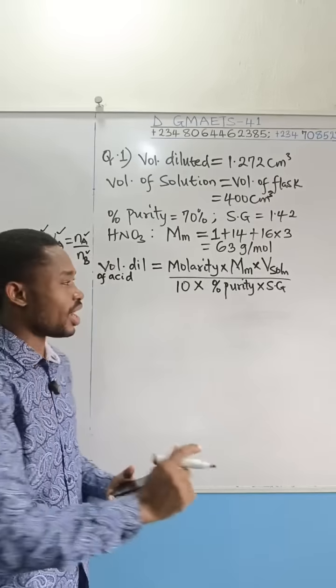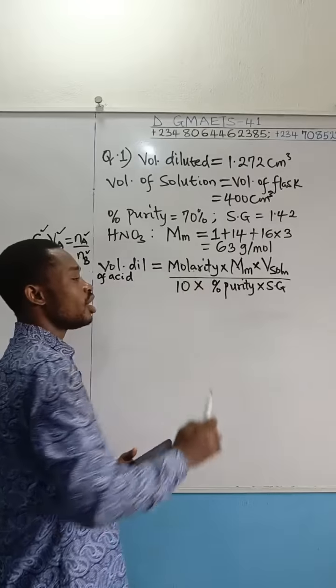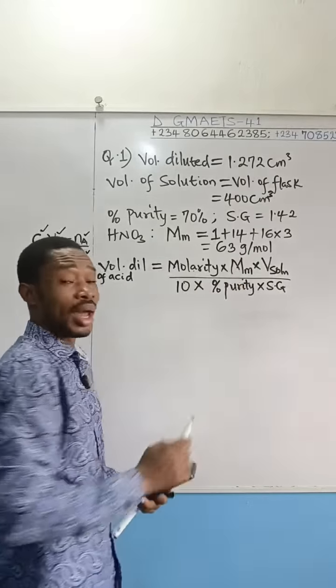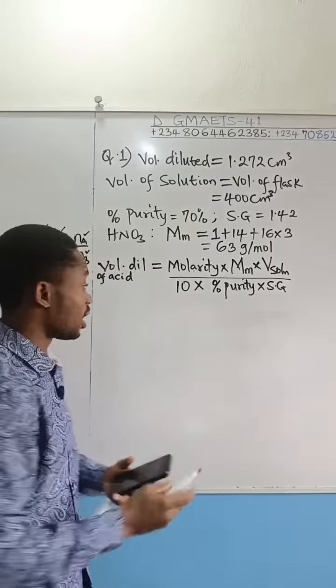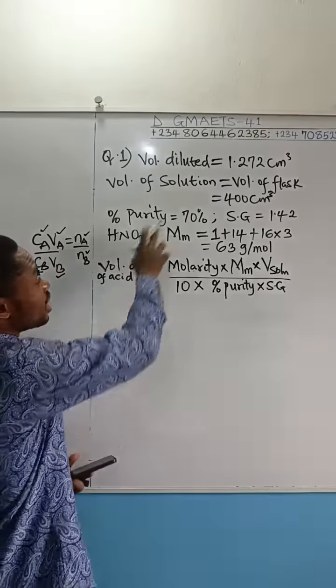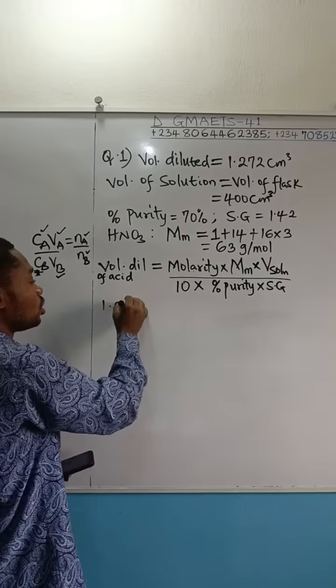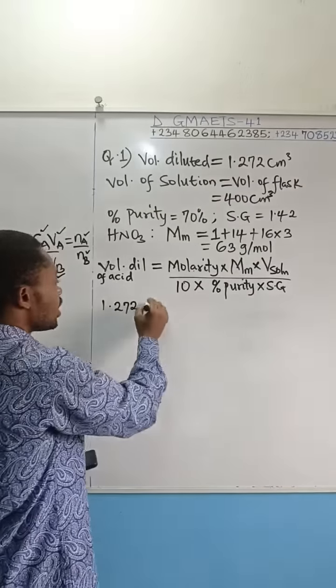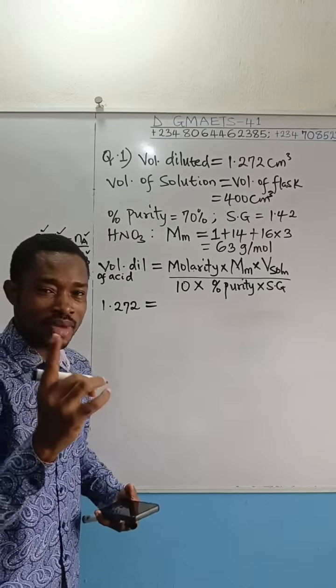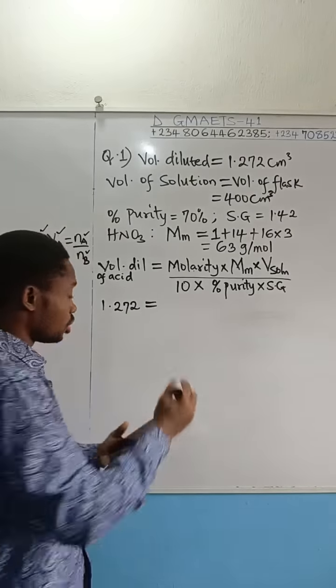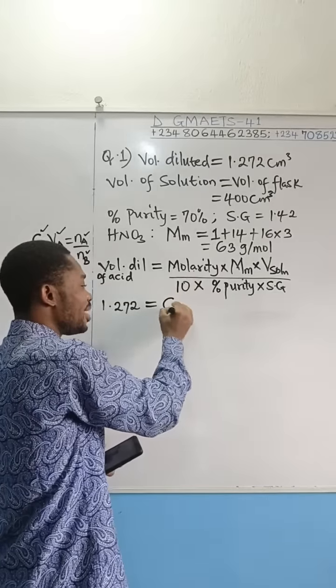It's one of the formulas you can use to calculate molarity, or to calculate the molar mass of an acid, depending on the information given by the examiner. So, going here, the volume of this acid to be diluted is 1.272, and that's going to be equal to the molarity, or molar concentration, which we don't know. Permit me to write this as CA.